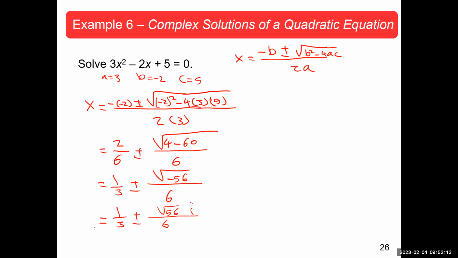We have two answers: 1/3 plus this and 1/3 minus this. What is the square root of 56? You can use your calculator, so you can convert everything to decimal at this point, or you can leave it like that. Okay, so some quadratic equations can be solved and get imaginary numbers.